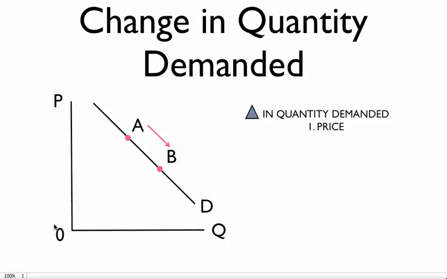So again, you've got P, 0, Q, and D for the demand curve. If you started off here, and then you ended up here, that's a movement on the curve. Well, what affected that? That right there. That's price. That's called a change in quantity demanded. What's it caused by? Price. It's a movement on the curve. On the curve. Remember that.